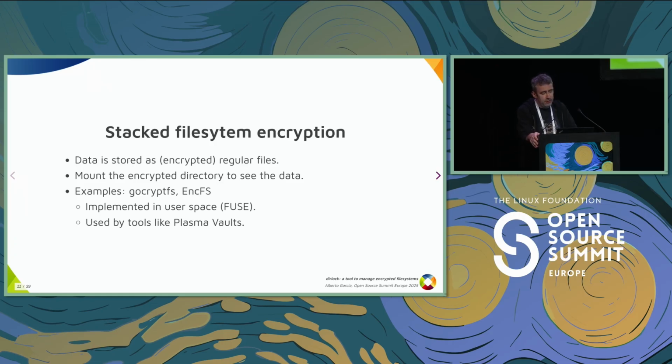Examples of this technology are EncFS and gocryptfs. They have very similar purposes. EncFS is a bit the older one. It's considered not secure anymore, so even the developer recommends to use gocryptfs. These are implemented in user space using FUSE, which is very convenient, but has the problem that it's not so performant. This is already shipped by the system. It's used by the Plasma Vaults tool that I mentioned earlier. But this is not a good solution for encrypting the whole system.